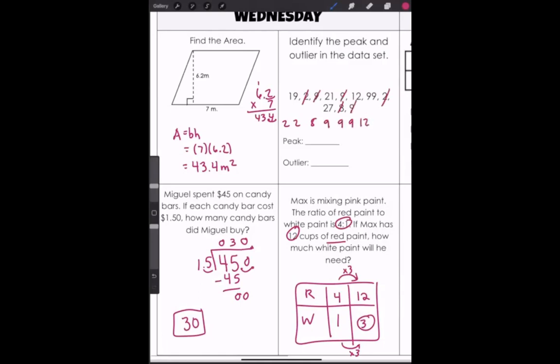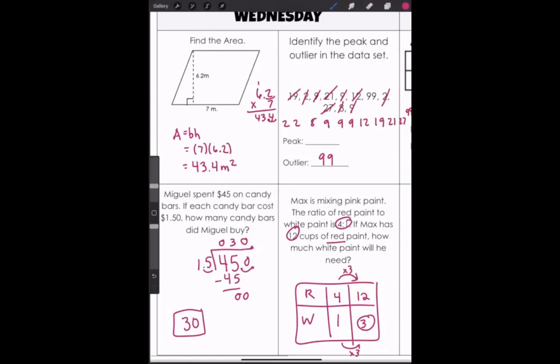There's a 12, a 19, a 21, a 27, and a 99. Okay, so you could make a dot plot out of this, but I think we can use some common sense. Remember that an outlier is one that's much larger or much smaller than all the rest. So we can see here that 99 kind of came out of nowhere. Where did that come from? That's way off. So that's going to be our outlier.